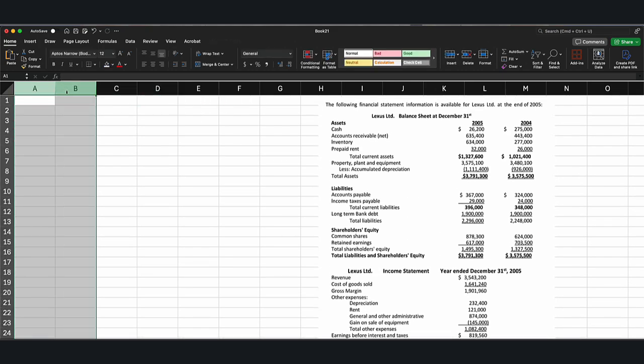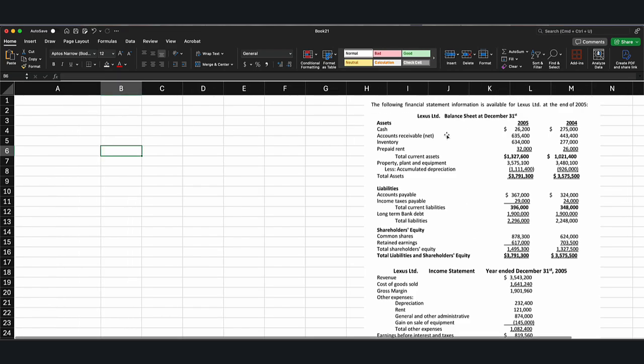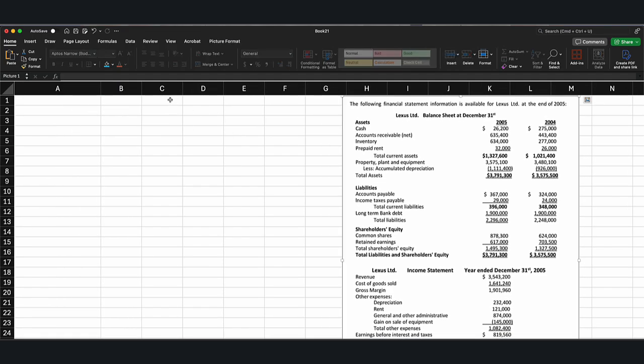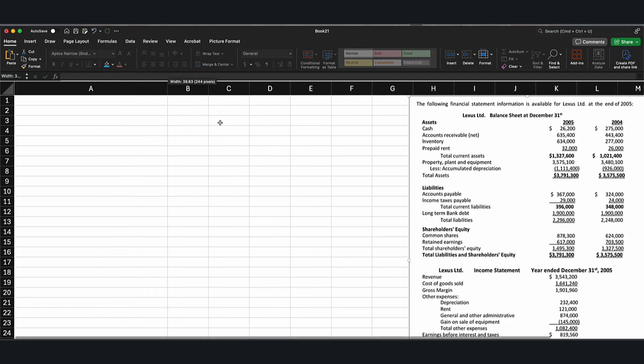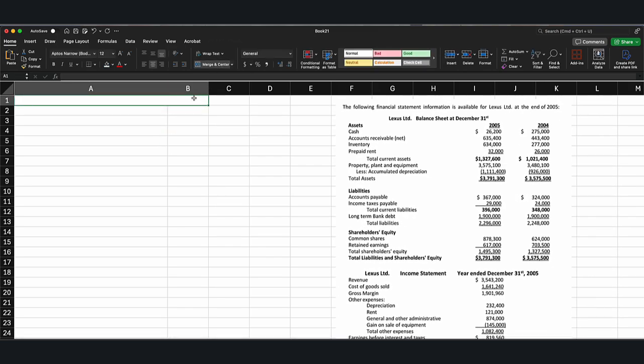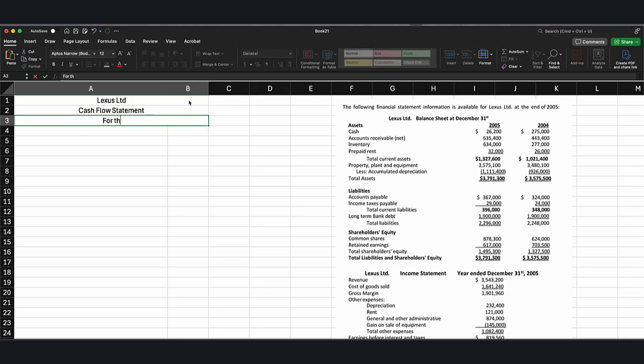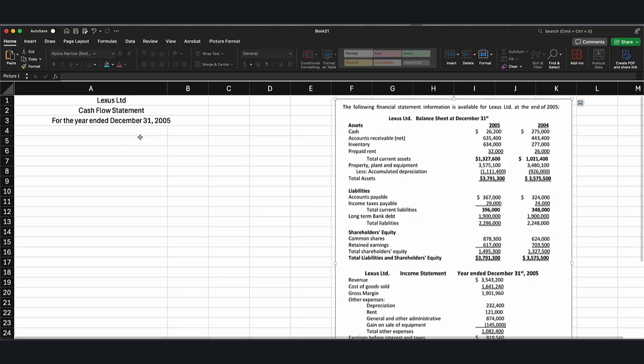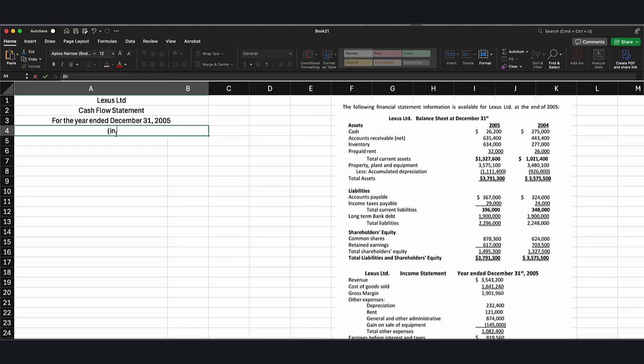Okay, so we'll start by organizing our Excel sheet here. We'll need a first column, that'll just be for the margin, and then you really only need two columns. Let's keep it simple. So there you go, this is what it looks like. The first one will be the name of the company, always the name of the company first, Lexus Limited. Then the name of the statement. We're making a cash flow statement. And then the date, for the year ended December 31st, 2005. And you can add that this is in dollars. Great.